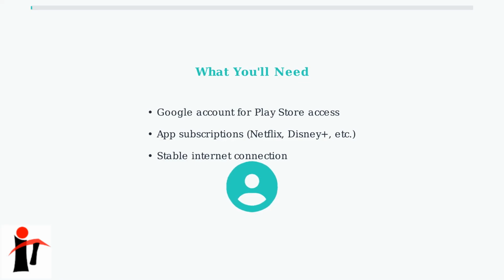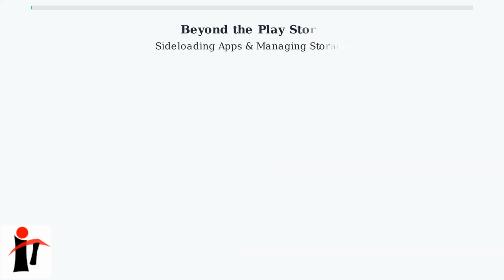Once installed, your new apps will appear in the Apps section of your home screen, ready to use. The EE Box Pro makes it simple to build your perfect entertainment setup with just a few clicks of your remote. For advanced users, the EE Box Pro offers additional capabilities beyond the standard Play Store.